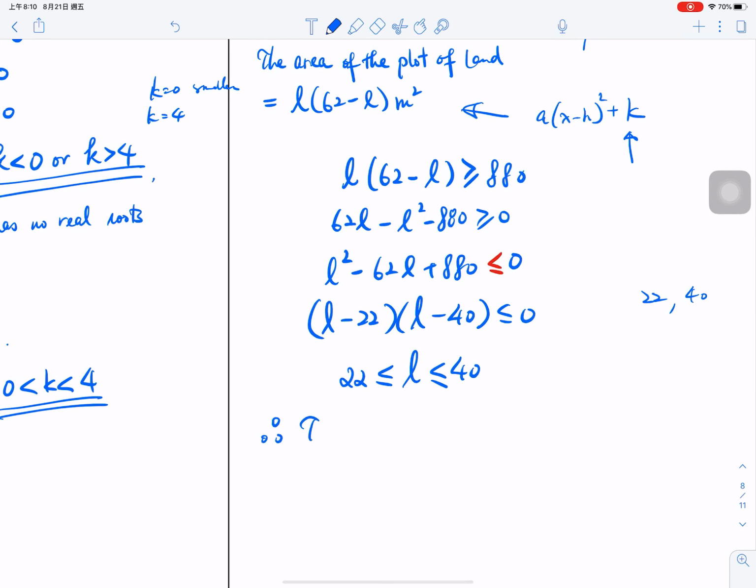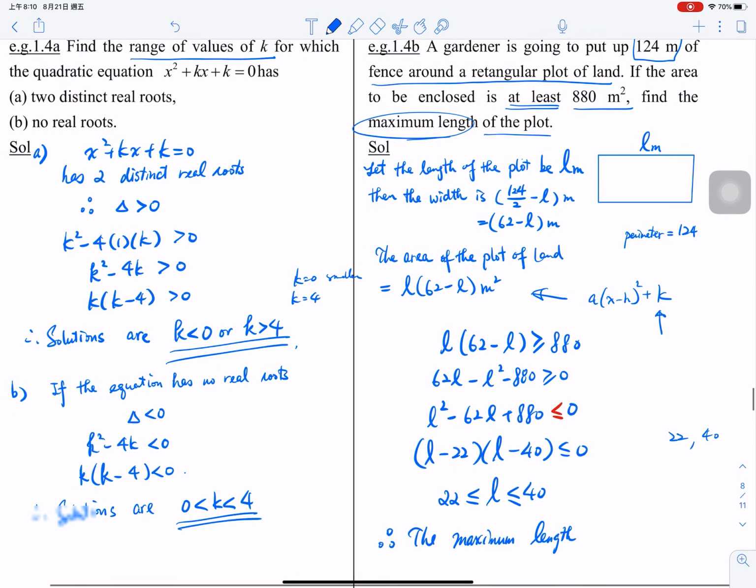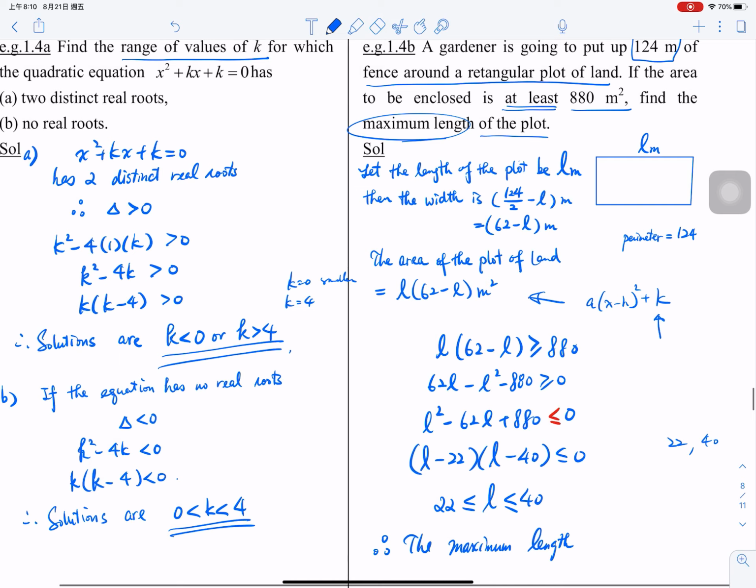So at the end, the maximum length. The question asks you to find the maximum length of the plot. So this one is 40. What are the units? Correct. Meters. Yeah, correct. 40 meters.